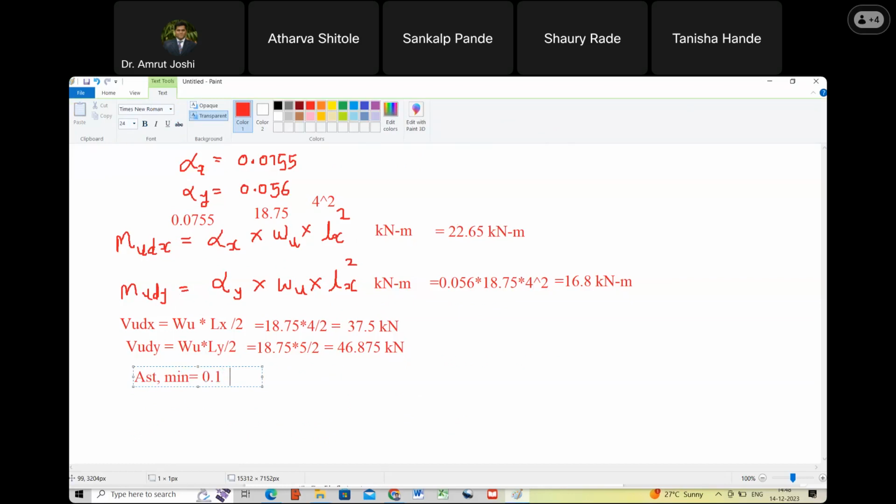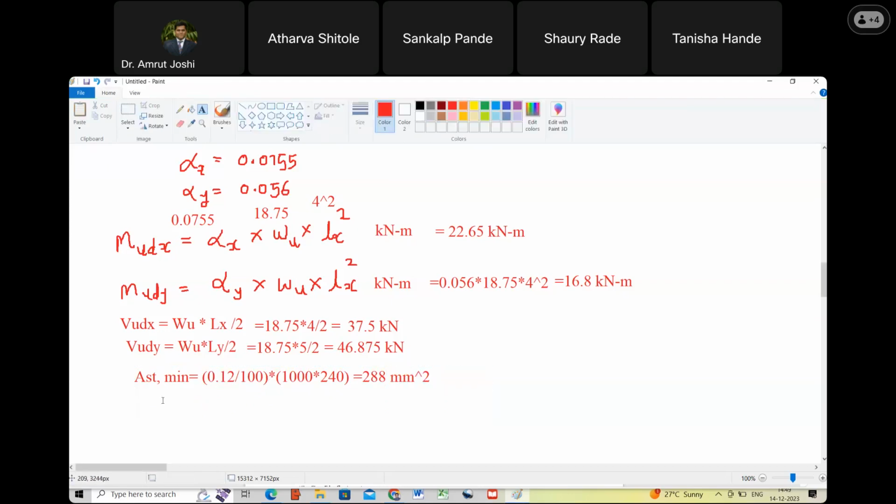As per IS code, Ast minimum is 0.12% of gross cross section. So 0.12 by 100, this entire thing multiplied by 1000 into 240 gross cross section. We have done this earlier, so I am not repeating it. Tell me how much is this? Sir, it is 288 mm square. Are you with me? Yes.